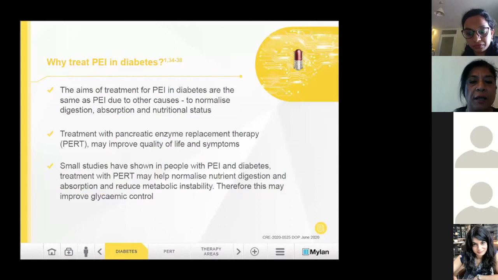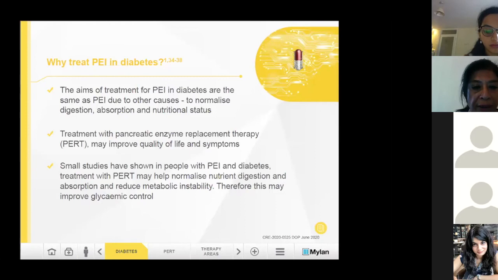So why would you treat pancreatic exocrine insufficiency in diabetic patients? We've thought about PEI, tested the patients we think might have PEI, and we've also discussed the consequences of not treating. Now let us discuss why we should treat PEI in diabetes. You would normally treat PEI to normalize digestion and absorption of nutrients, and to improve quality of life, by giving them PERT. Small studies have shown that PERT may improve glycemic control, as normal nutrient digestion and absorption will improve metabolic instability. And this is where your third T comes in. So you've thought about PEI, you've tested for PEI, now you really need to treat PEI.